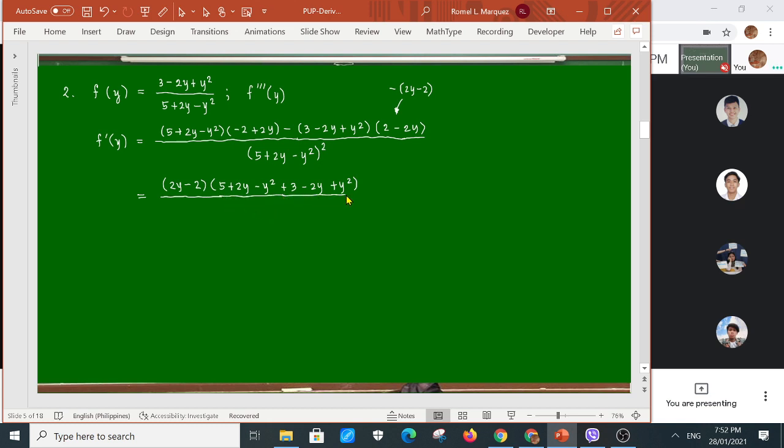All over, that denominator, 5 plus 2y minus y squared, quantity squared. Okay. So, we need to simplify this because we need up to what? Up to the third derivative. So, 2y next. Cancel. This is 0. Cancel out.